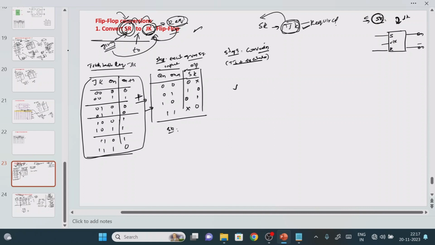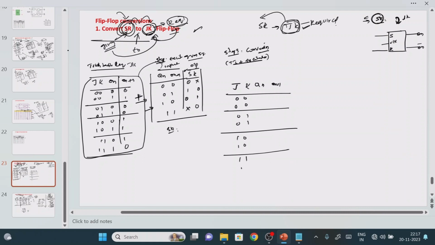Just give me a second, guys. J K Q N plus 1. Whatever the table is here, I am just copying it over here. So 0 0, then 0 1, then 1 0, and the final one is 1 1, right? So what is the value? This value is 0 1 0 1 0 1. This is the assumption value. What is this one? No change, reset, set, toggle condition. The same thing I have copied here.